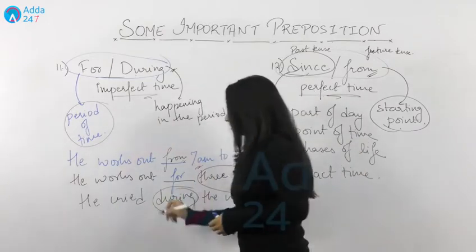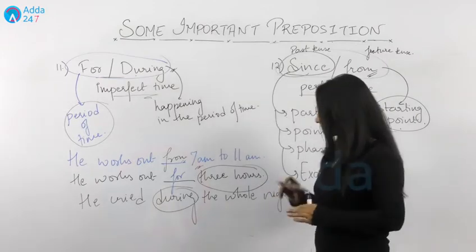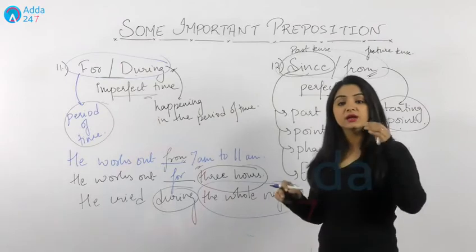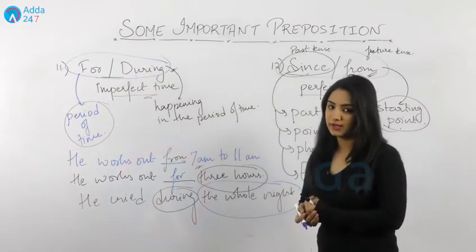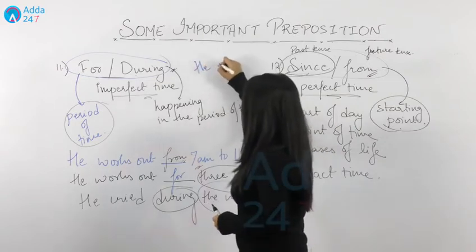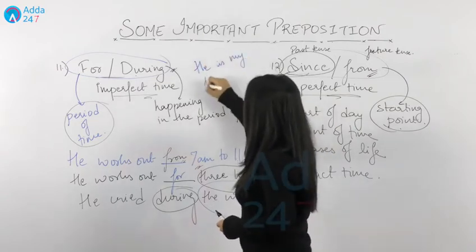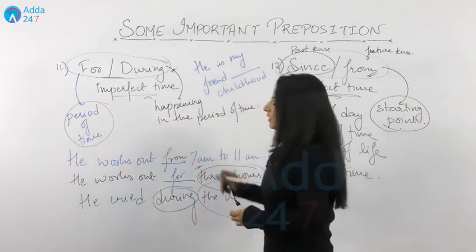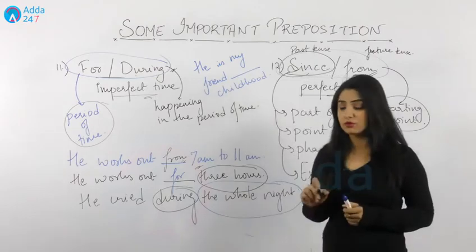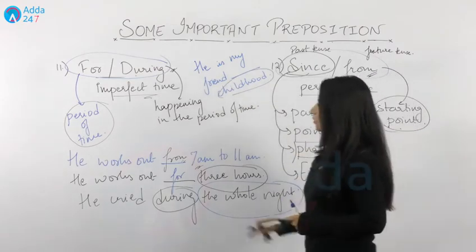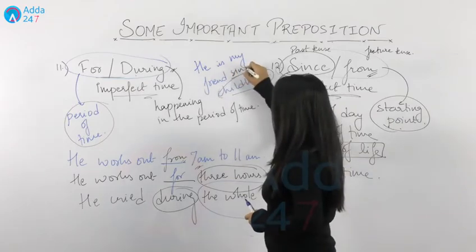So why is "during" used here? Because it shows that something happened in this period of time. He cried during this period of time. Similarly, if I say, "He is my friend dash childhood." What does this mean? Now childhood is a phase of life. So what we do is: he is my friend since childhood.